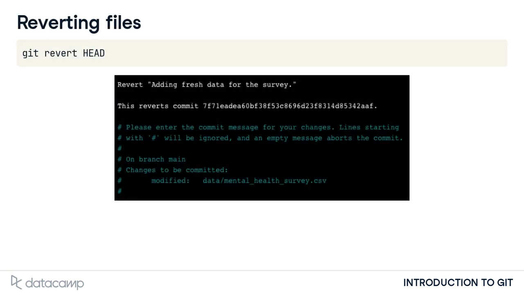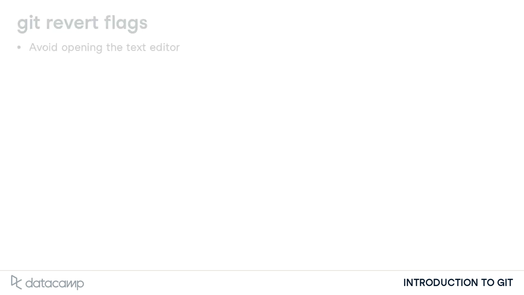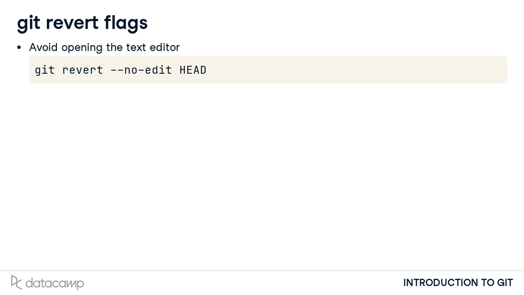By default, this opens a text editor where we are prompted to add a commit message. We can save and exit using these commands. Exiting the text editor, we see a terminal output confirming the revert, including the number of files and lines that were changed. If we want to avoid the text editor opening when we revert, we can include the --noEdit flag.